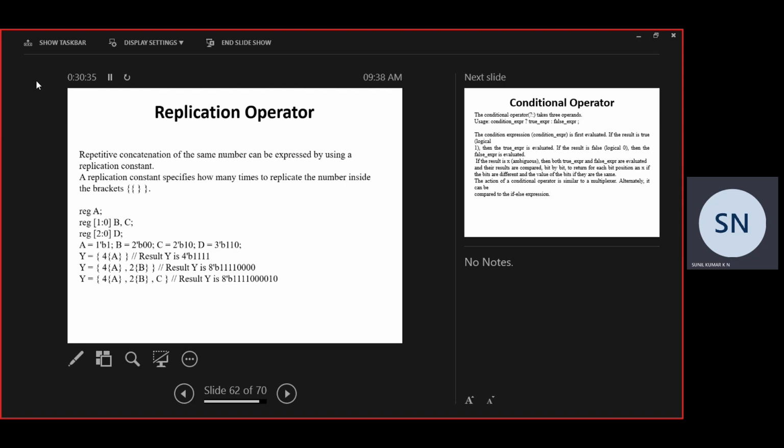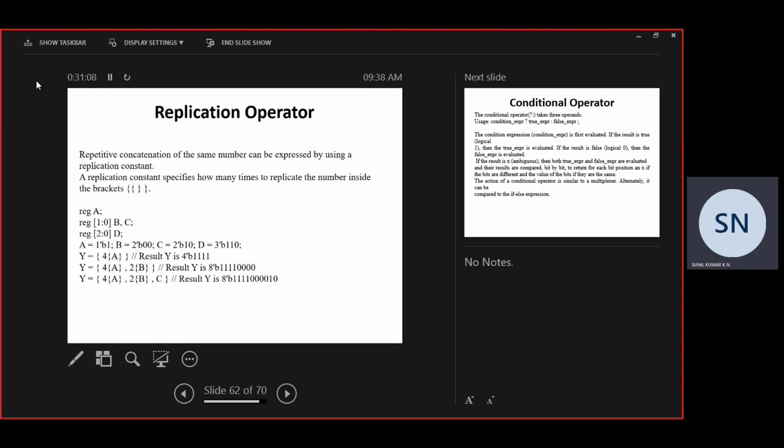Replication is nothing but a double concatenation, as you can see. A value is 1 tick bit 1. For 4 times of A, Y is equal to double flower bracket, 4 multiplied with A. So 4 times of A it is going to perform. A is equal to 1, so the output result will be 1 1 1 1. That is the result you will get.